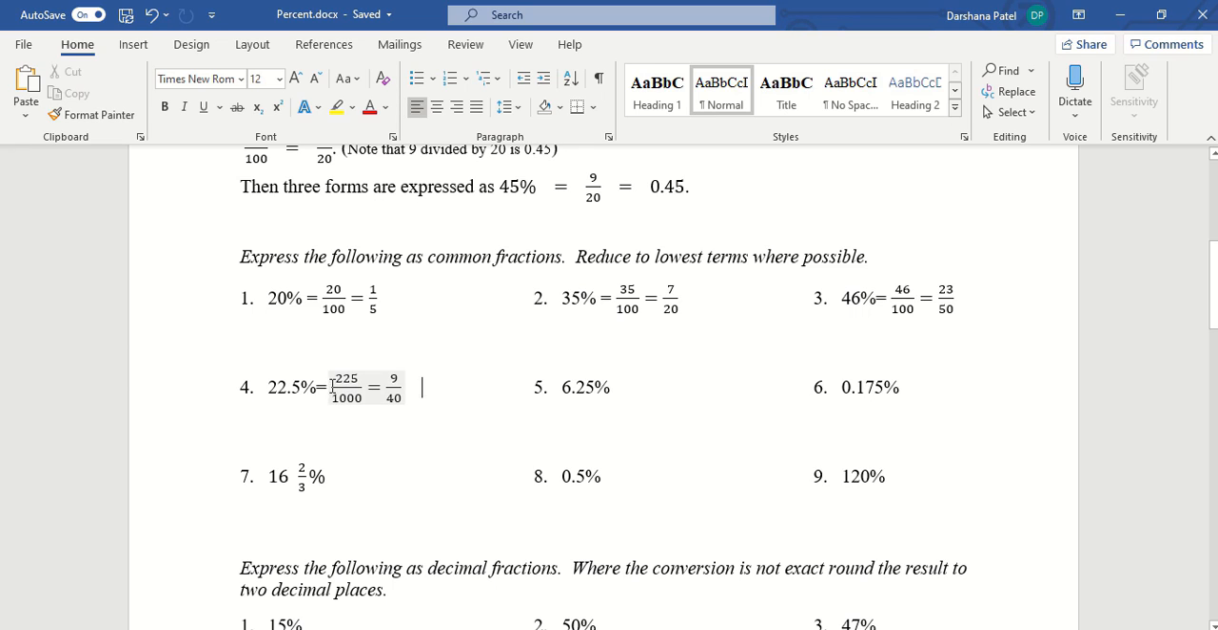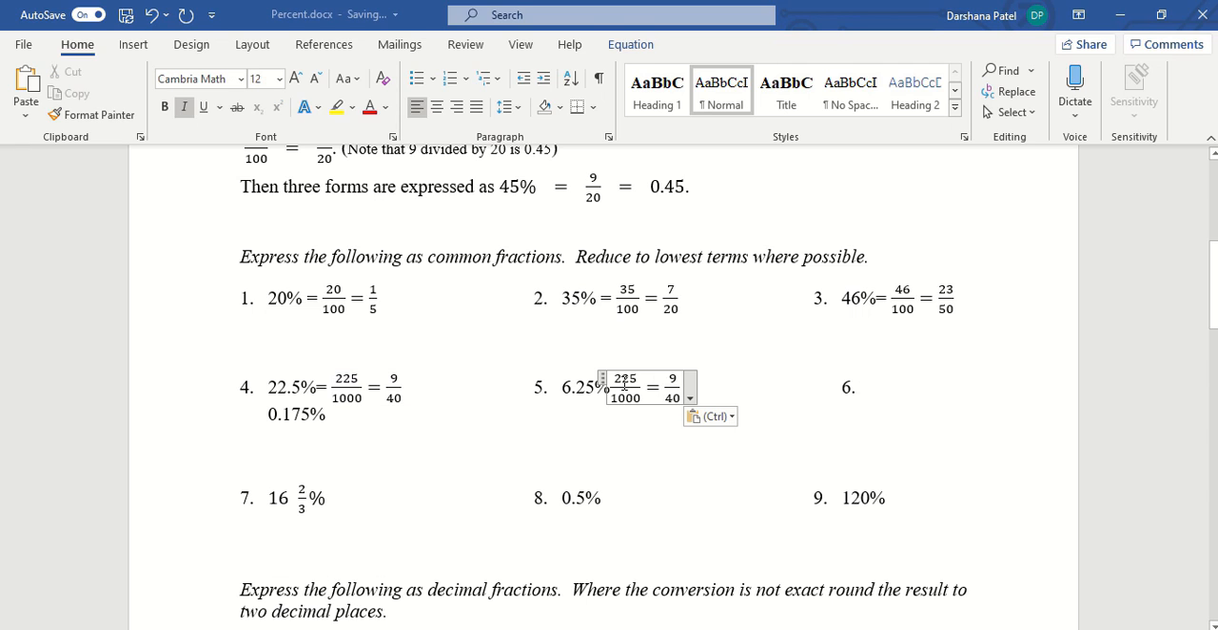Similarly, 6.25%, then it will be 625 divided by, now there are two numbers after the decimal, so that's 100 and another 100, so it will be divided by 10,000. Now 625 over 10,000, using the fraction key again, we should get 1 over 16. Both reduced by 625, numerator will be 1, denominator will be 16.